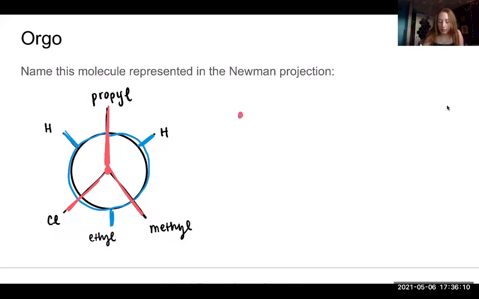So I'm going to start here with my pink carbon. I have a propyl group coming off of there, so that means 3 carbons, 1, 2, 3, and then I have a chlorine, and I also have a methyl group. Okay, and in black or gray here, I'm going to draw the bond that we really can't see, but it's right there. It's between the pink and blue carbons. Okay, so here is going to be my blue carbon, and it's going to have a hydrogen coming off of it, another hydrogen, and an ethyl group.